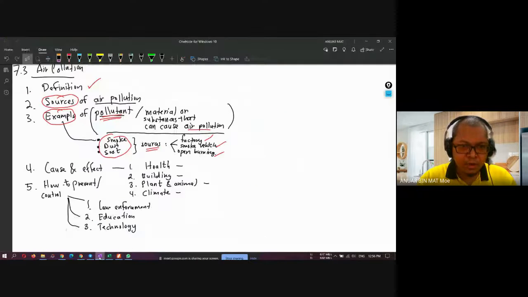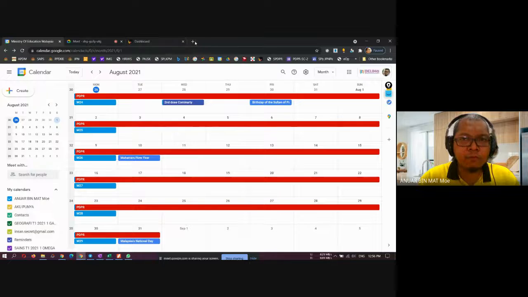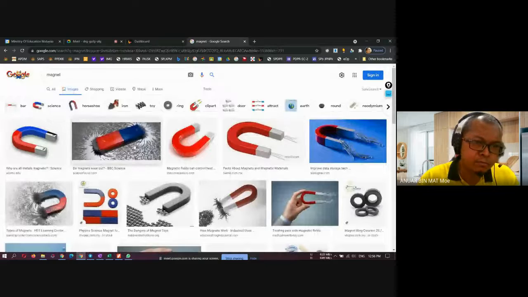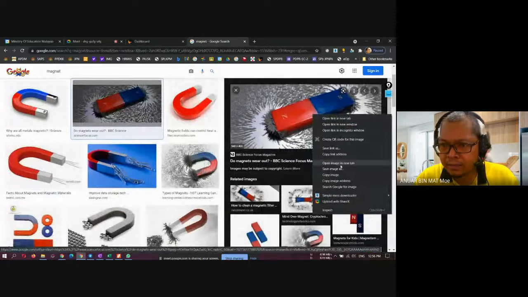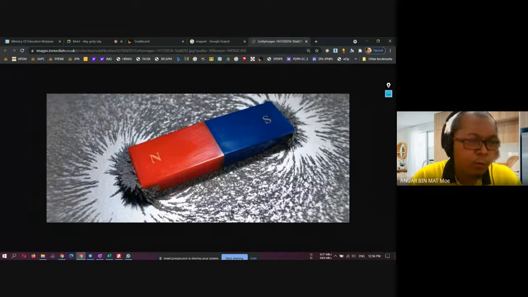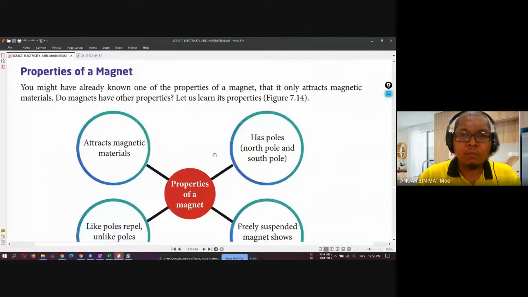If I can draw the magnet over here, this is an example of a magnet. We have two polarities over here. Can you identify N and S? N is north and S is south. And the magnet over here is attracted by the iron, by the ferrous metal. So in this topic, you must understand the properties of the magnet.